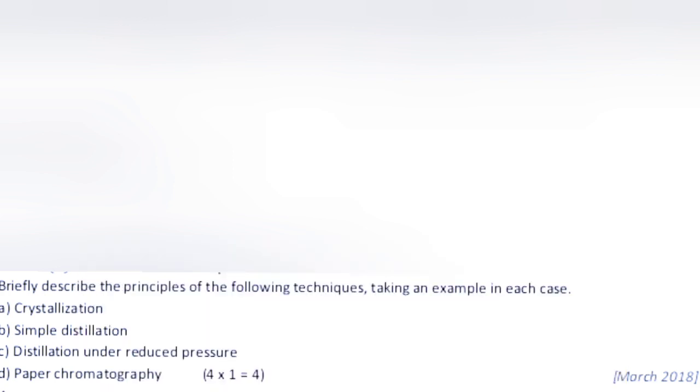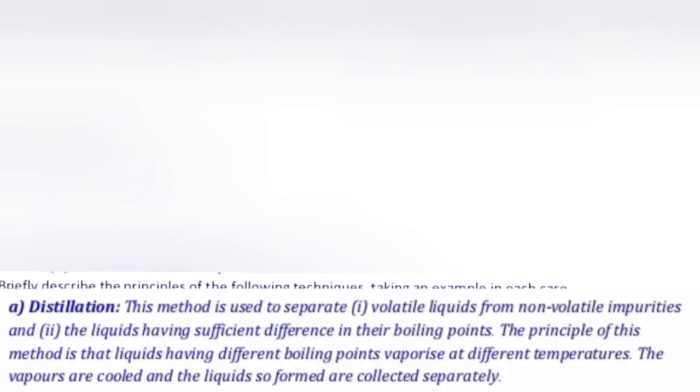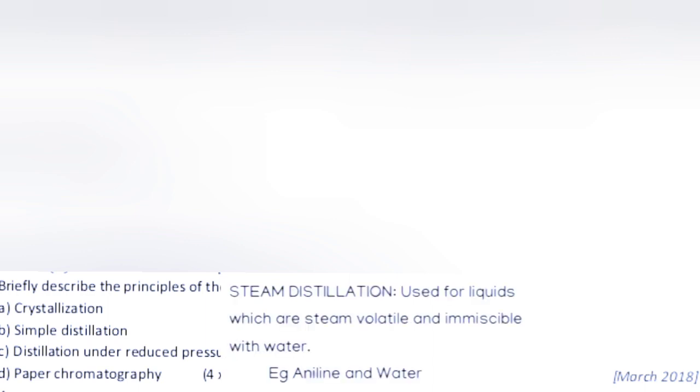B. Simple distillation. Answer: this method is used to separate volatile liquids from non-volatile impurities, and liquids having sufficient difference in their boiling points. The principle of this method is that liquids having different boiling points vaporize at different temperatures. The vapors are cooled and the liquids so formed are collected separately. Example: chloroform and aniline are easily separated by this technique. Steam distillation is used for liquids which are steam volatile and immiscible with water. Example: aniline and water.